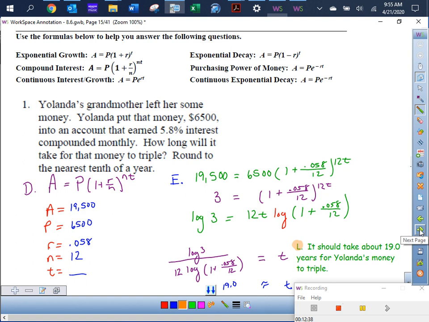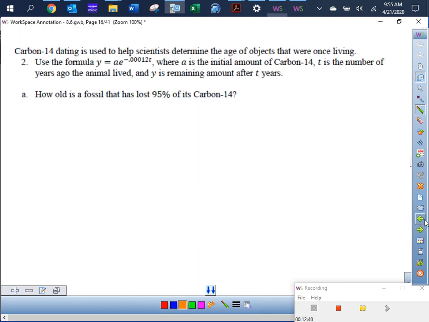So cool. All right, keep on keeping on. Carbon-14 dating. There's a nice paragraph on your worksheet that tells you what carbon-14 dating is about.